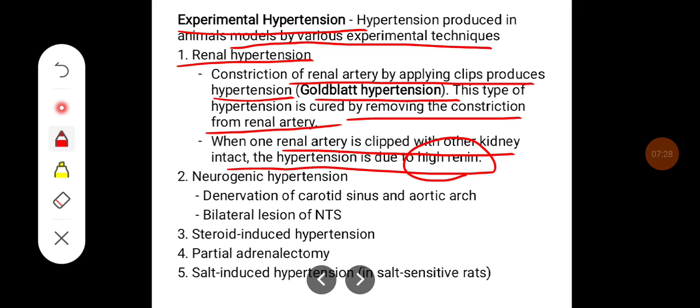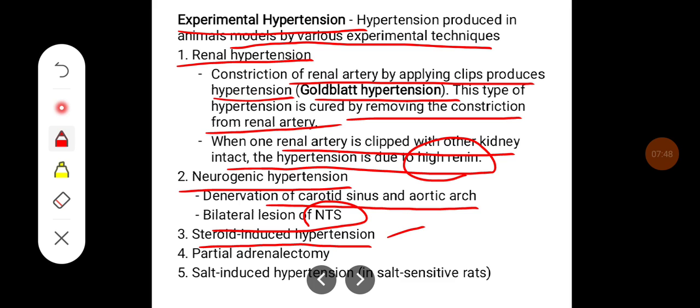Then neurogenic hypertension: denervation of the carotid sinus and aortic arch or bilateral lesion in the nucleus tractus solitarius leads to hypertension. Then it could be due to steroid induced hypertension, glucocorticoid or mineralocorticoid. Then partial adrenalectomy, salt induced hypertension in salt sensitive rats can produce hypertension.